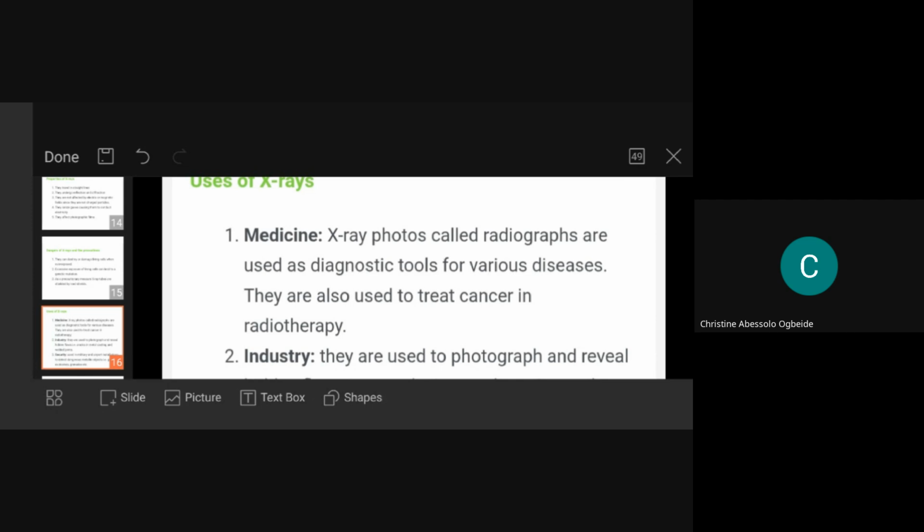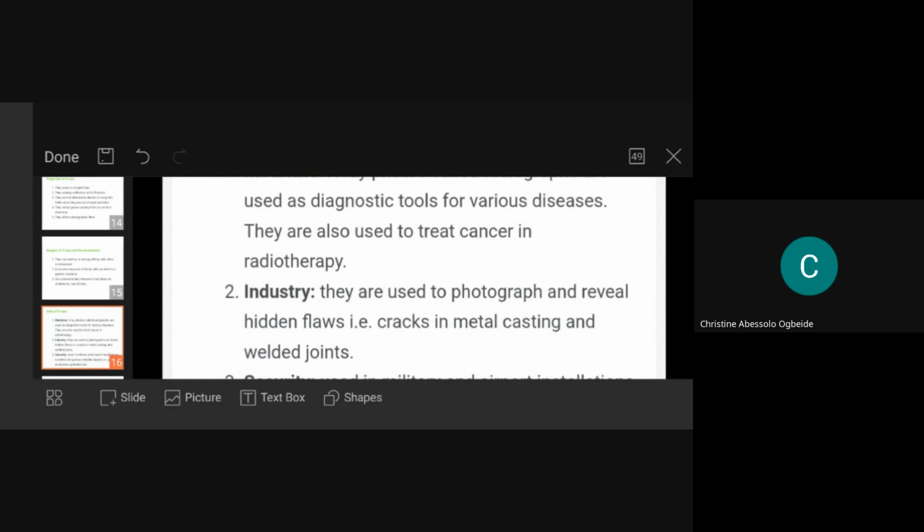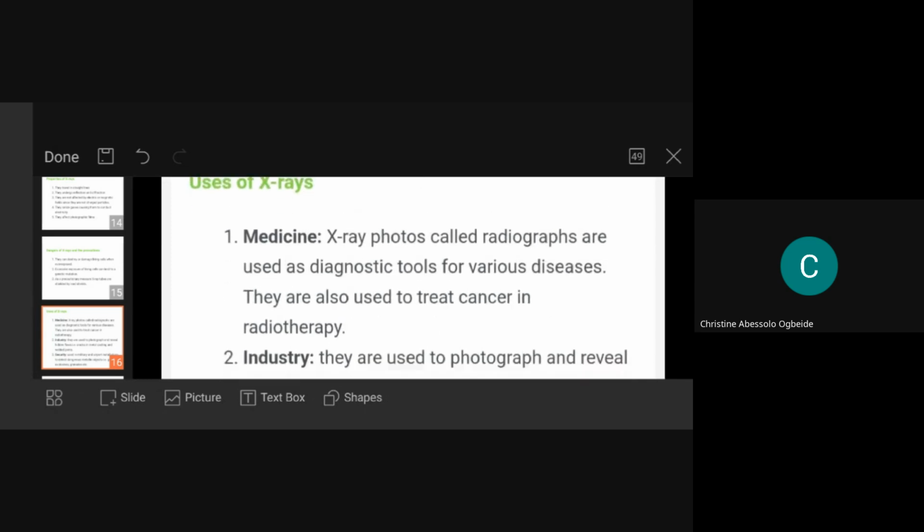Of course, you already know that your body can be scanned to know the state of your bones using these X-rays. So we have industrial uses also. They are used to photograph and reveal hidden flaws. So in industry, let's say materials are being designed, and some of the flaws of those materials, of course, you won't see by looking at them. If you want to find out the state of those materials in terms of what their flaws look like, you can expose them to X-ray. Such radiation can tell us what the hidden flaws look like in the castings and the joints. You will know where there are issues and the rest of that.